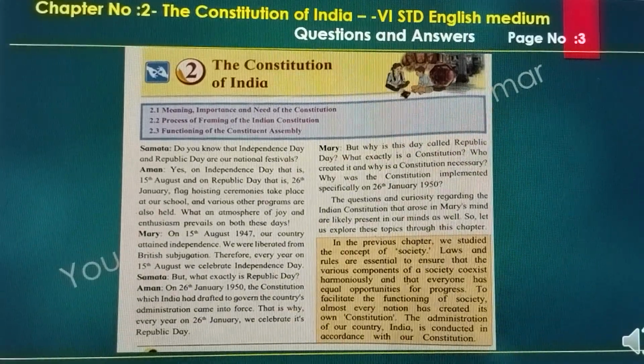Hi students, today we are discussing chapter number 2, the Constitution of India, 6th Standard English Medium, as per the new syllabus, question and answers.